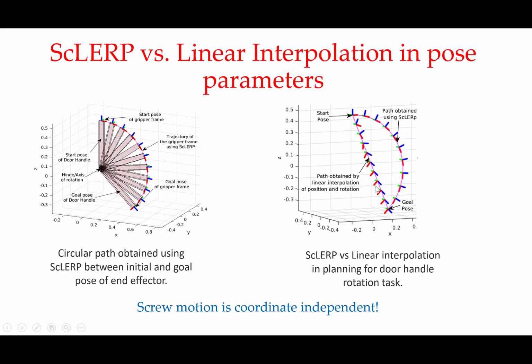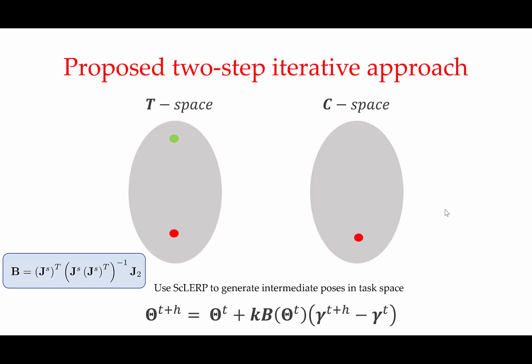However, if we do linear interpolation in parameter space, using the same start and goal pose, we'll obtain a path like this, which does not respect the constraint that the hand is operating a hinged object. As I indicated before, we are using a two-step iterative algorithm for motion planning.